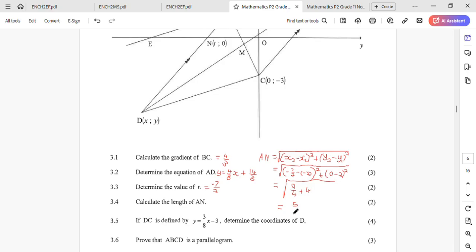Punch your calculator to make sure it's a correct answer. Yeah, our final answer for the distance is 5 over 2, which is 2.5. Yeah, 2.5.